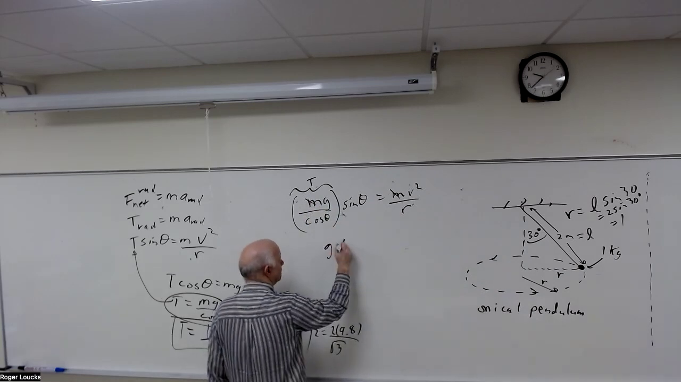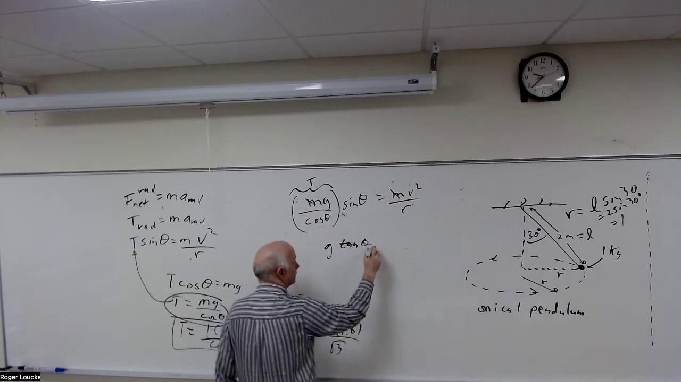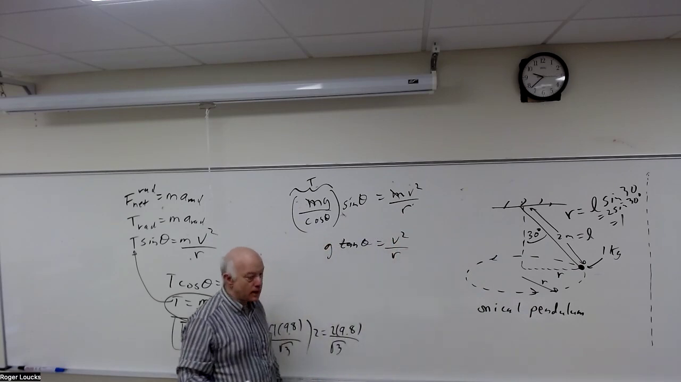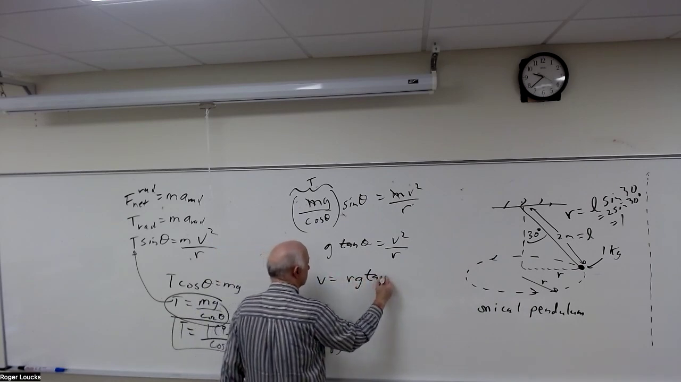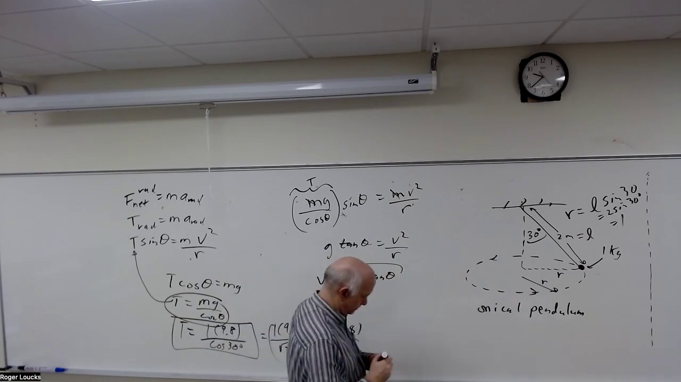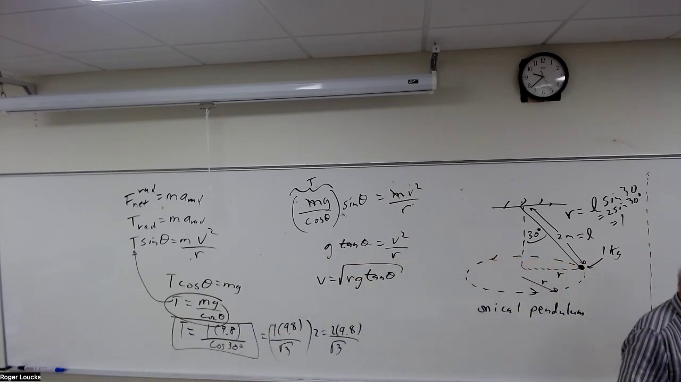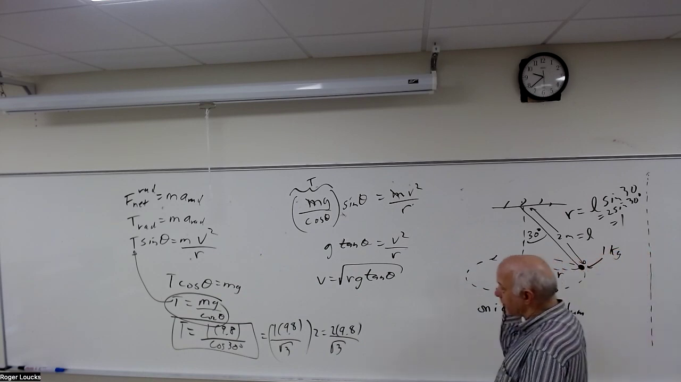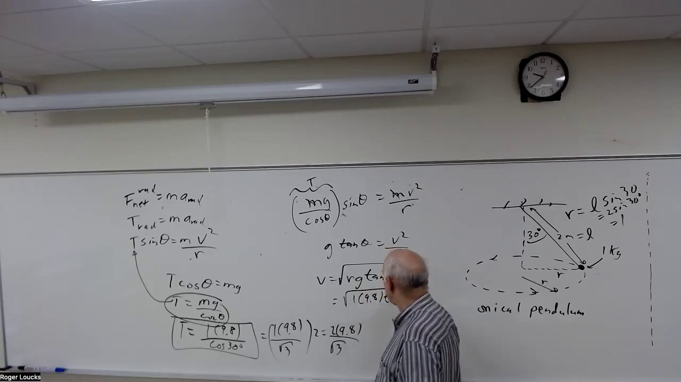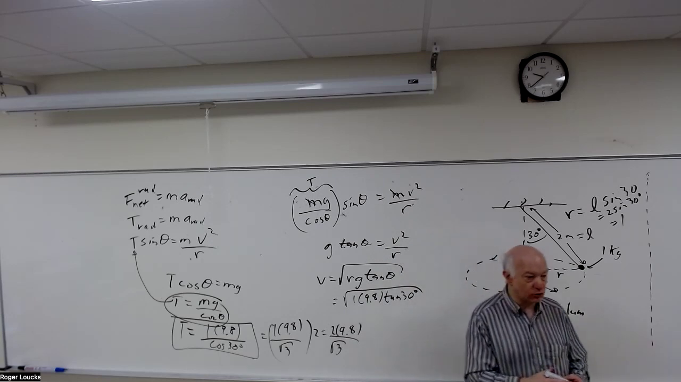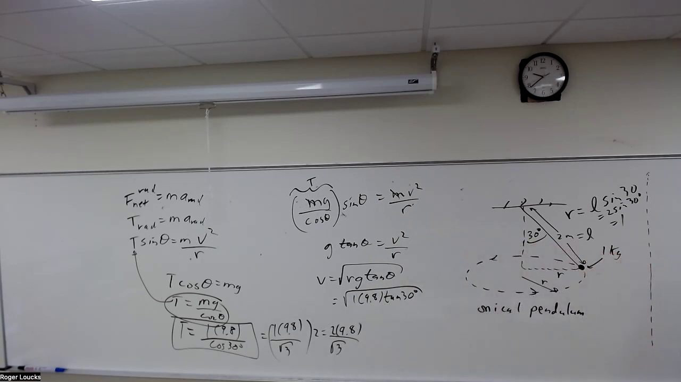So this is giving me g tangent of theta, because of the sine over the cosine, equals v squared over r. I take the r over, take the square root, and so v is the square root of r g tangent of theta. Pretty slick. We put in the numbers, what do we get? We get the square root of 1 times 9.8 tangent of 30 degrees. That'd be my speed of that object going around. Does that make sense? Questions?